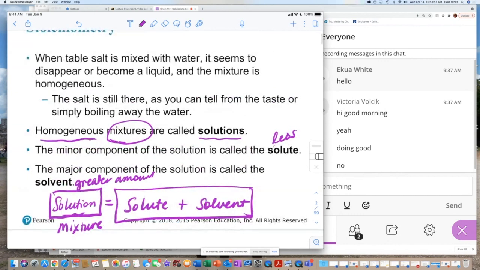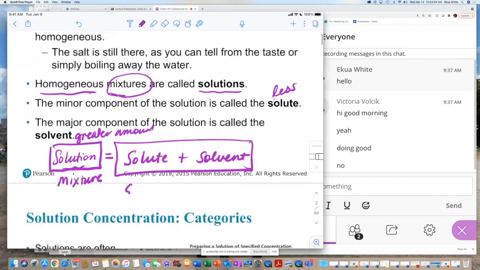Okay, so the example they gave you here is table salt mixed with water. If you're trying to make salty water, usually you take some salt and the salt will be the solute, and then the solvent will be the water. So for the most part, the water is the greater amount.